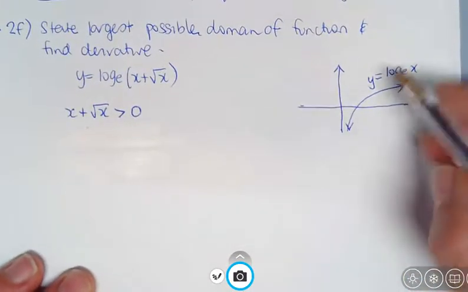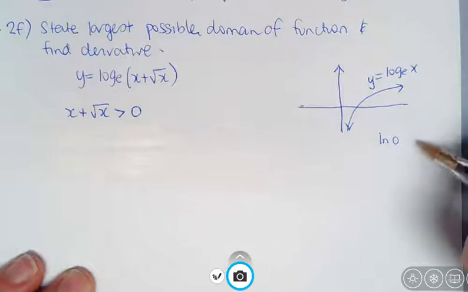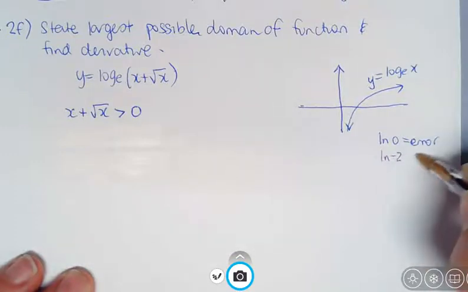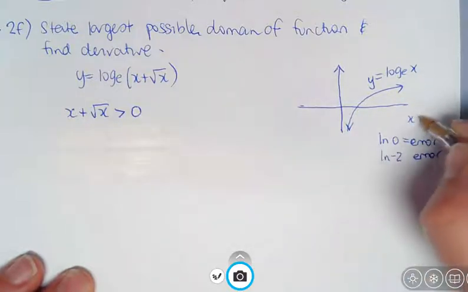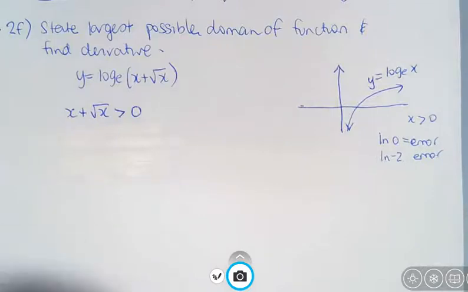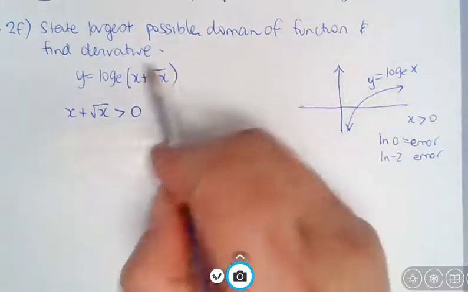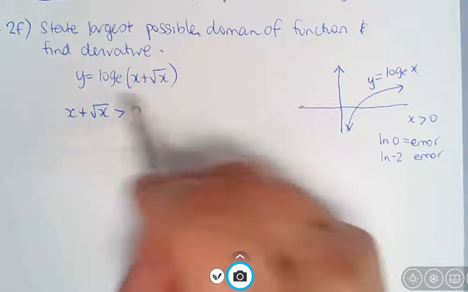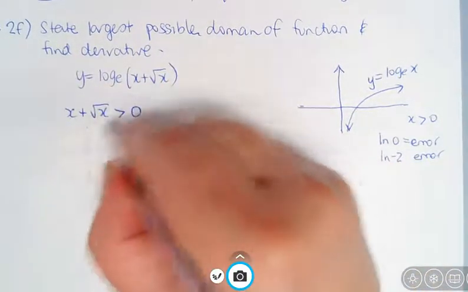If you put, for example, ln 0 on your calculator, it's error or undefined. ln of a negative, again, undefined or error. So you can only take the ln of a positive number. So here, in place of x is x plus root x. That has to be positive, but we do have restrictions on the square root of x.